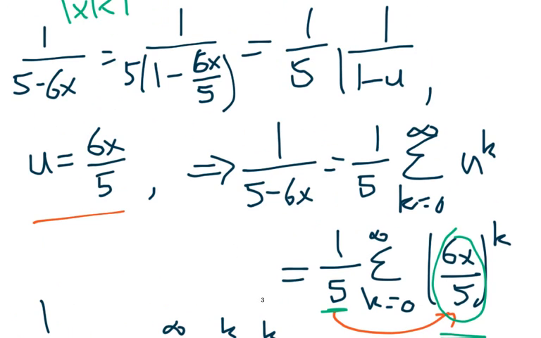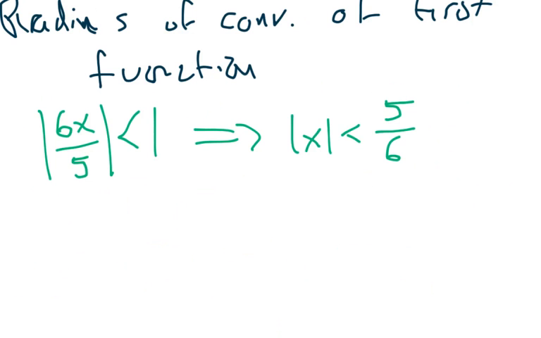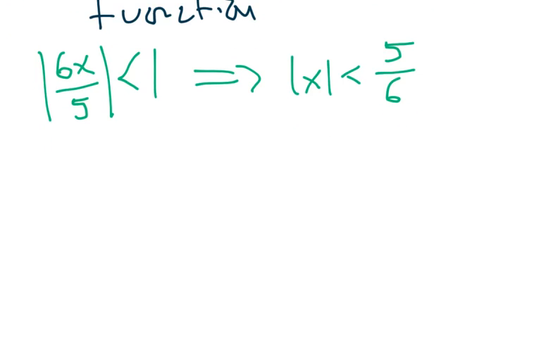Now, when does the second one converge? This one converges for all x. This thing always converges. So the second one converges for all x.